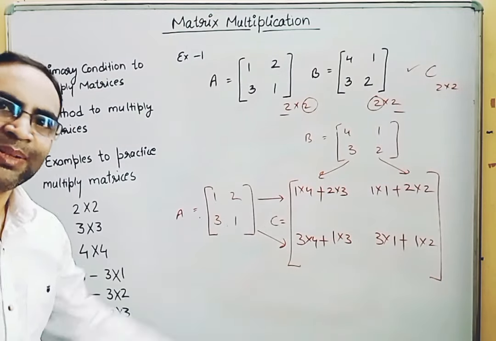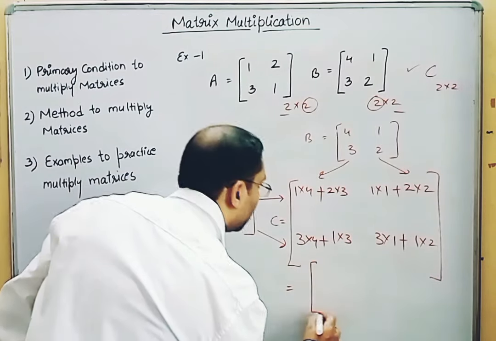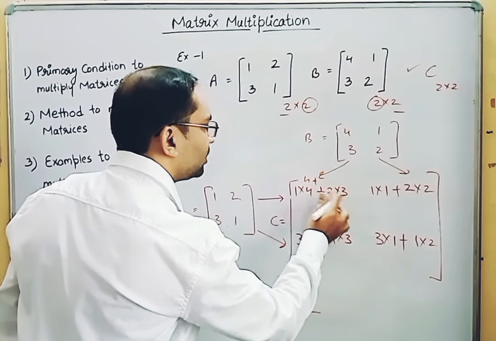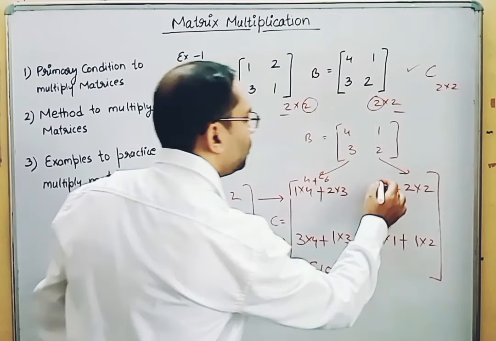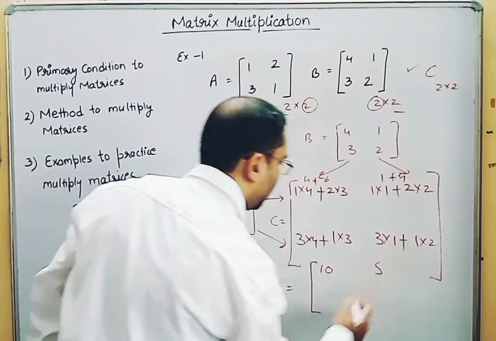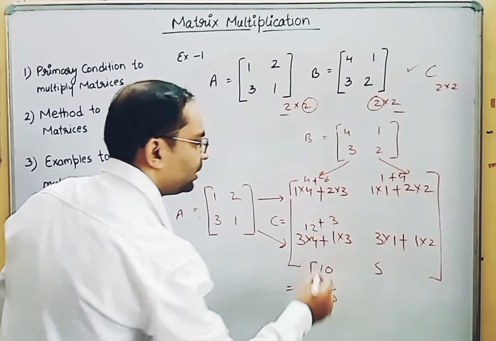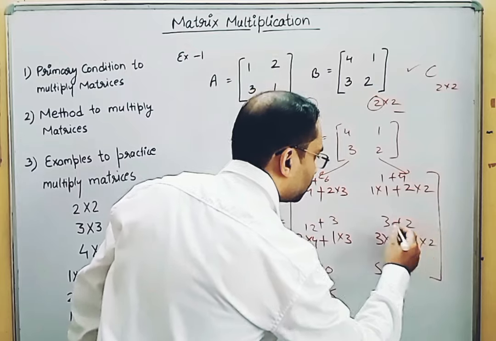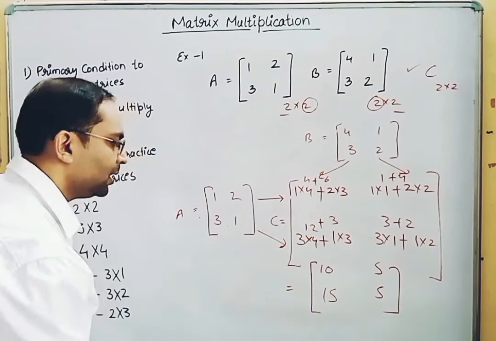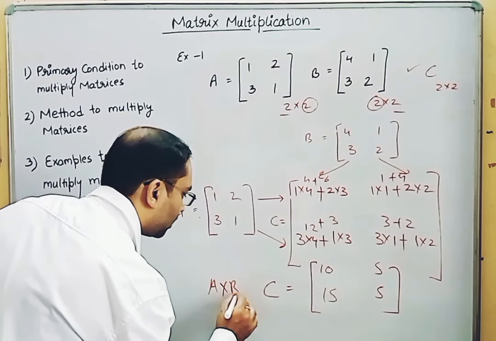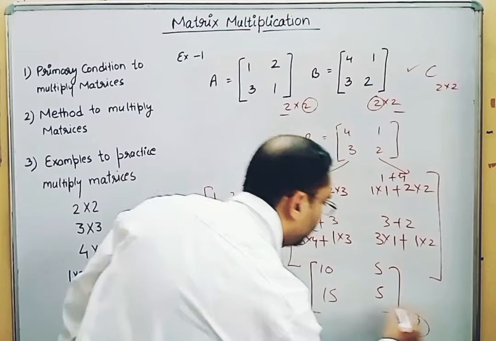And now we need to solve this. We'll have the multiply. So let's solve this. 4 into 1, that is 4, plus 3 2s are 6, this is 10. 1 into 1 is 1, plus 2 2s are 4, this is 5. 3 4s are 12, 1 into 3, 3. So this is 15. Then 3 into 1, 3, plus 1 into 2, 3 plus 2, that is 5. So this is the resultant multiply, that is A cross B. And you can see the order of this matrix is also 2 by 2.